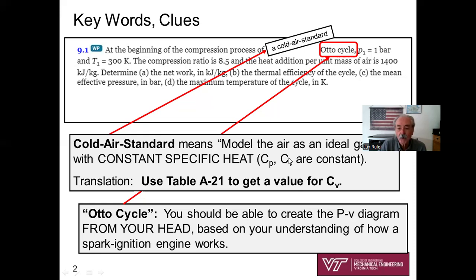Okay, so keywords and clues should look familiar. Now, what does cold air standard mean? It means model the air as an ideal gas, but this time with a constant specific heat. In other words, Cp and Cv are held as constant values. And so what does that translation mean? It means that we're going to go to table A21 to get a single value for C sub V and also k, and we're going to hold it as a constant value.